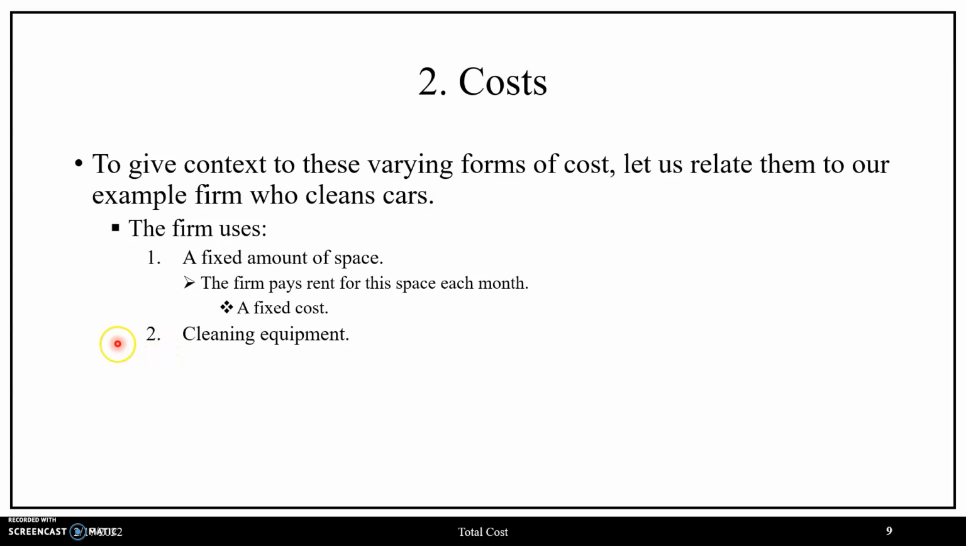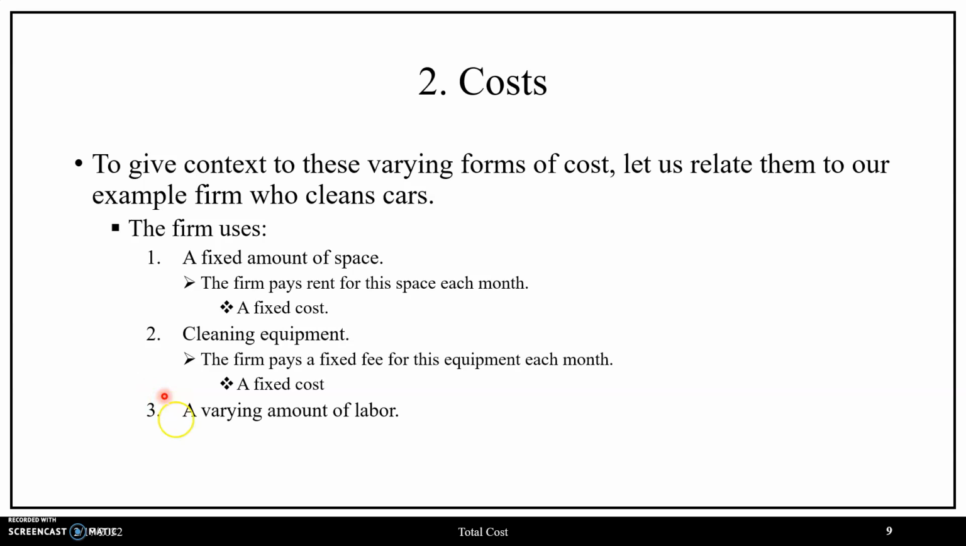Additionally, we know that they use cleaning equipment, where the firm is going to pay a fixed fee each month for this cleaning equipment from some other manufacturer. Same deal with rent. It's going to account for a fixed cost in that they are in a contract and they are getting the same amount of cleaning equipment each month. Regardless if they clean 0 cars or 1,000 cars, they still have to pay this fee for the cleaning equipment.